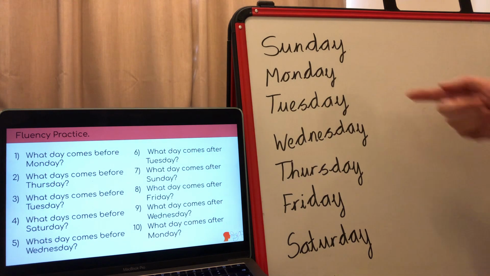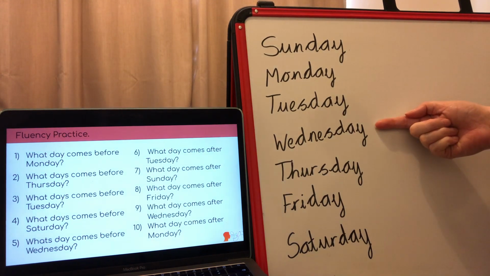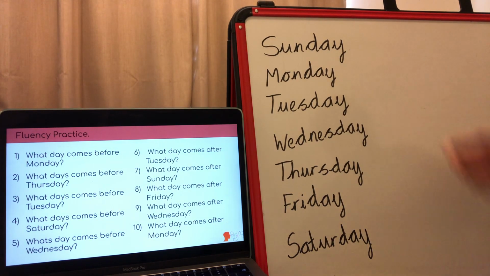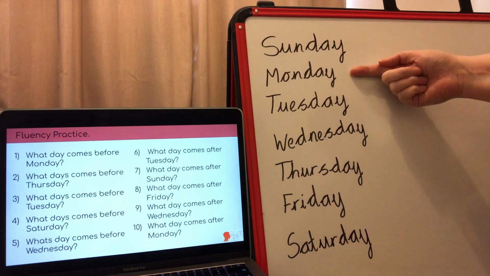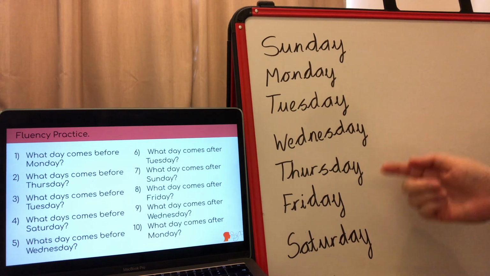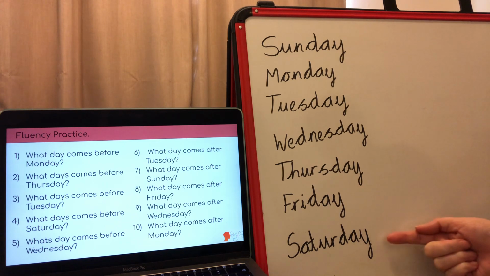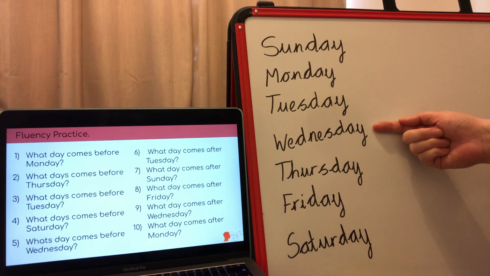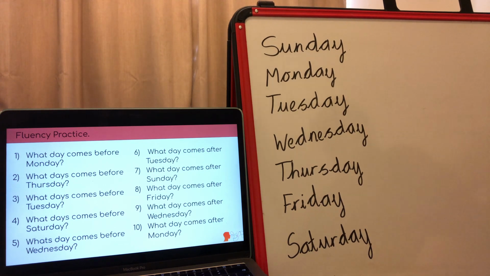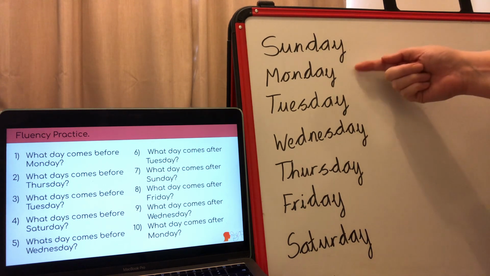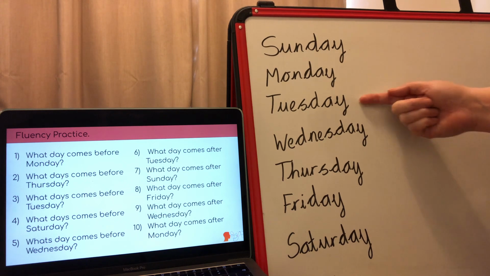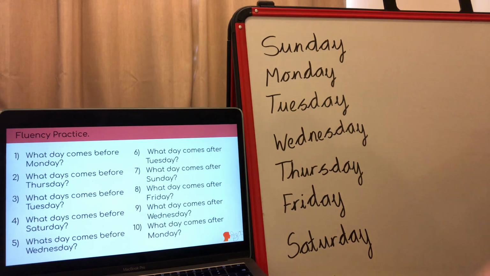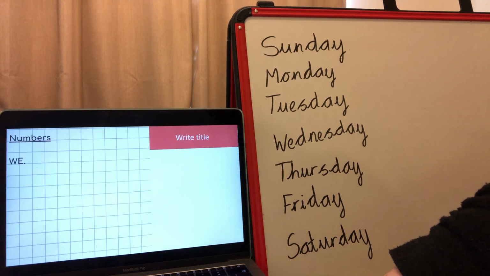Number 6, the day that comes after Tuesday is Wednesday. The day that comes after Sunday is Monday. Number 8, the day that comes after Friday is Saturday. Number 9, the day that comes after Wednesday is Thursday. And number 10, the day that comes after Monday is Tuesday. Okay, well done if you got them right.